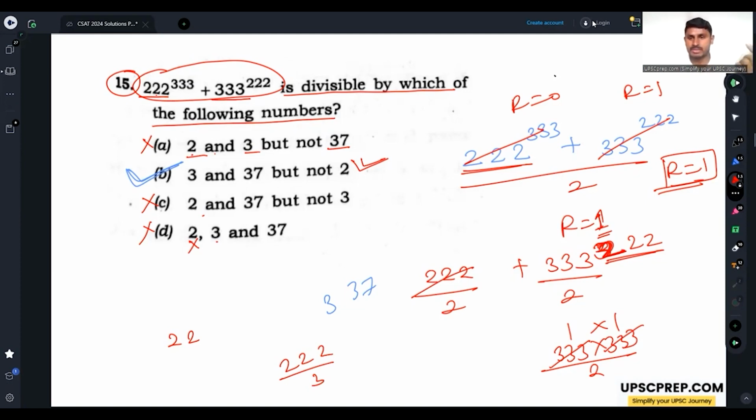What does it say? Summation of digits should be divisible by 3. So 2 plus 2 plus 2, that is 6, is divisible by 3, so this number is going to be divisible by 3. And 333 is surely divisible by 3, right? So both these numbers will be divisible by 3. They will automatically be divisible by 37 as well, but they kept the options in such a way that you just have to check with 2. After that, if you go to the options, you will find option B is the correct answer. Okay, I would again say it is an easy question to solve.